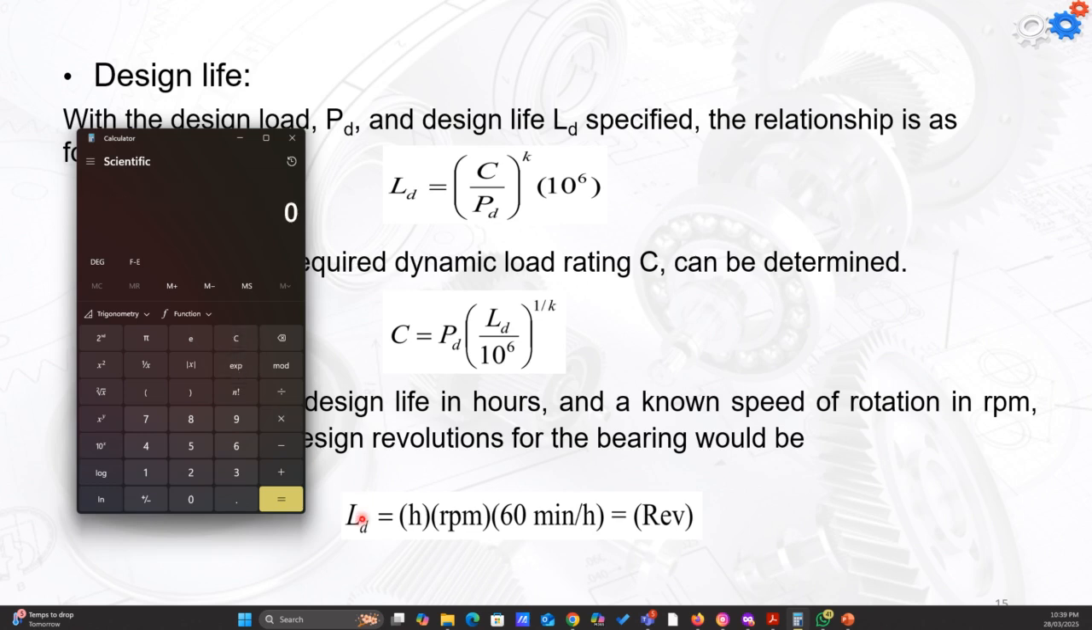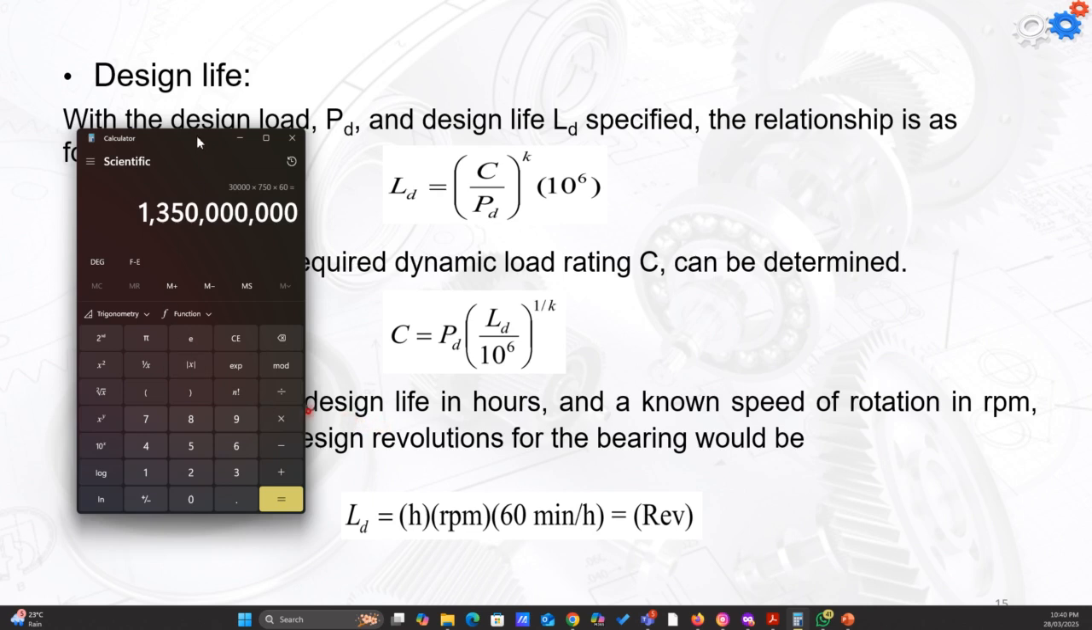Okay, so we start with calculating the LD. 30,000 hours multiplied by the RPM of 750, and multiplied by 60 divided by H. So mainly we're going to have 30,000 multiplied by 750 multiplied by 60. So we're looking at the value of 1.35 multiplied by 10 up to power 9. Okay, so this value is 1.35 multiplied by 10 up to power 9.